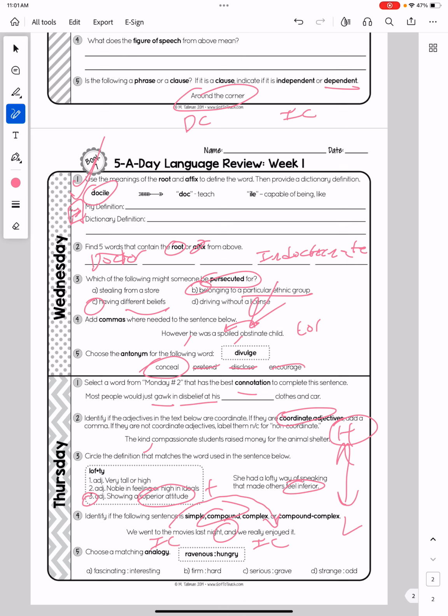Last but not least, analogy. Ravenous is an extreme form of hunger. Fascinating, similarly, is an extreme form of interesting. Firm and hard are basically synonyms. Serious and grave are essentially synonyms. Strange and odd basically mean the same thing. But fascinating is a more extreme version of being interested.